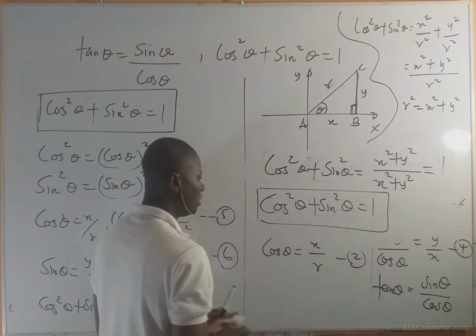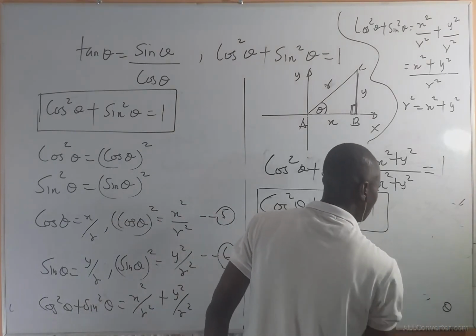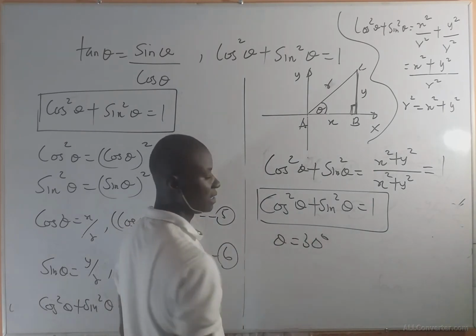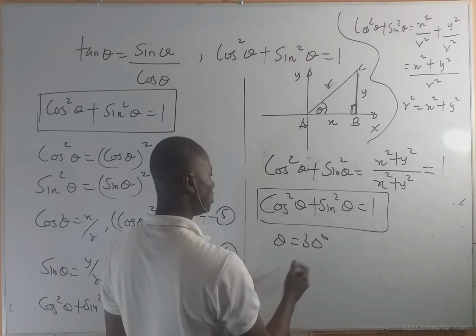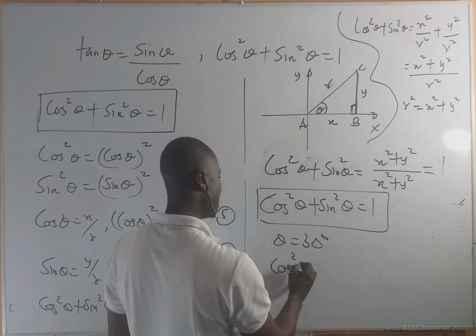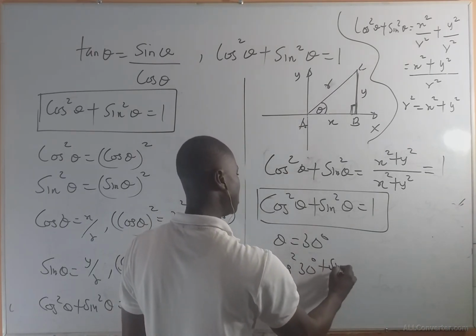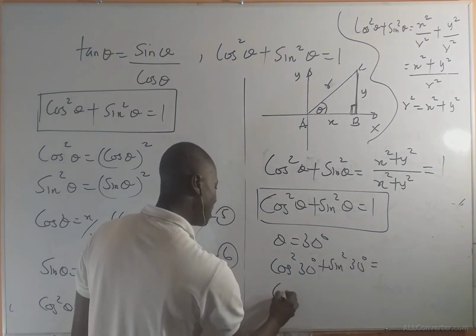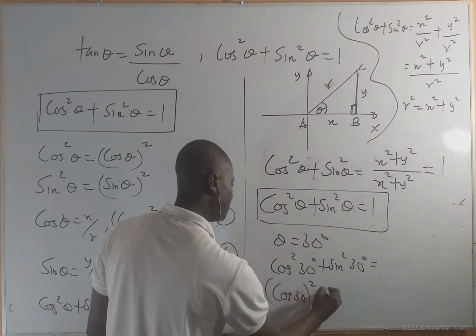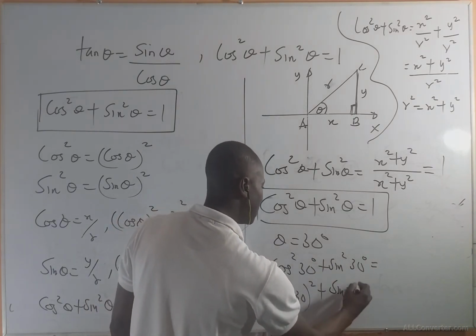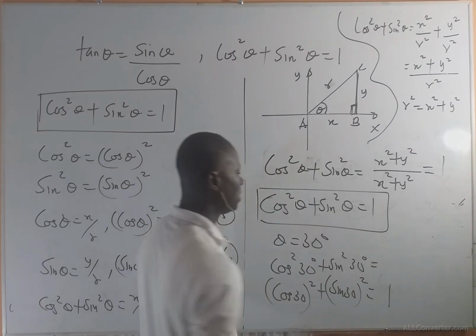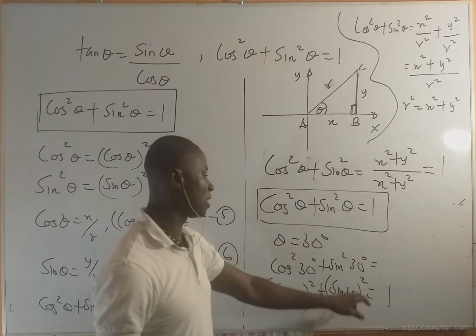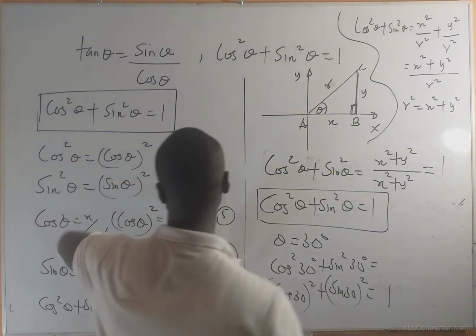So any value of theta you take at all, you realize that you are getting 1. If theta is equal to 30 degrees, you can try that on a calculator. This should be cos square 30 degrees plus sine square 30 degrees. This is the same as cos 30 all square, and this is the same as sine 30 all square. You will get 1. Take cos 30, square it, plus sine 30 squared, and this will give you 1. So that is the proof of the identity.